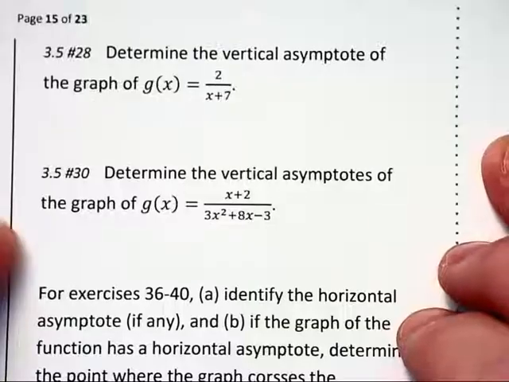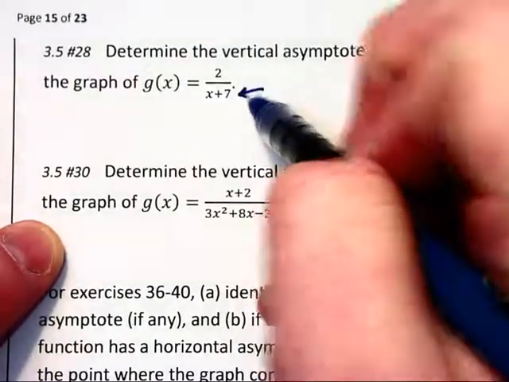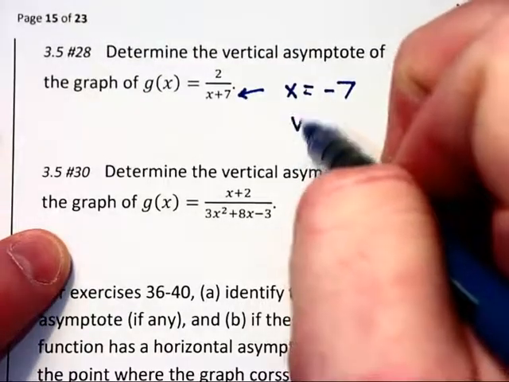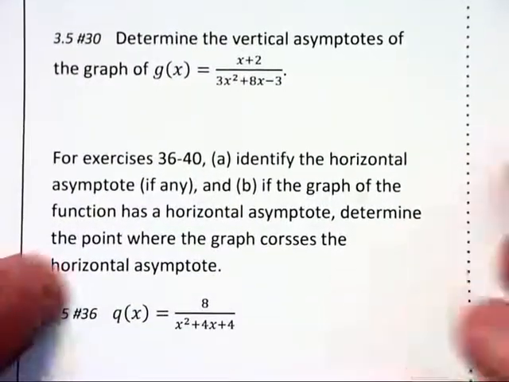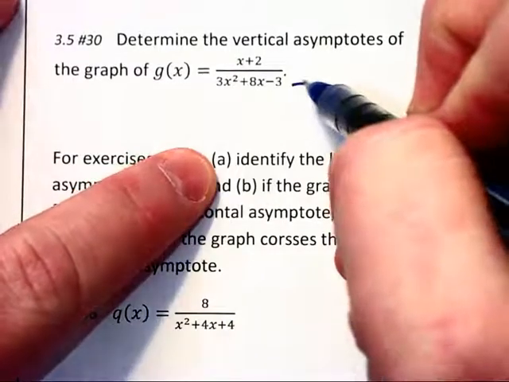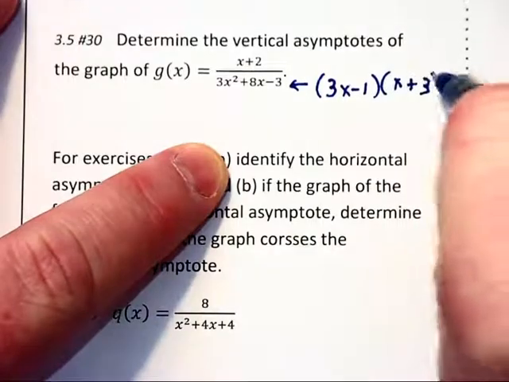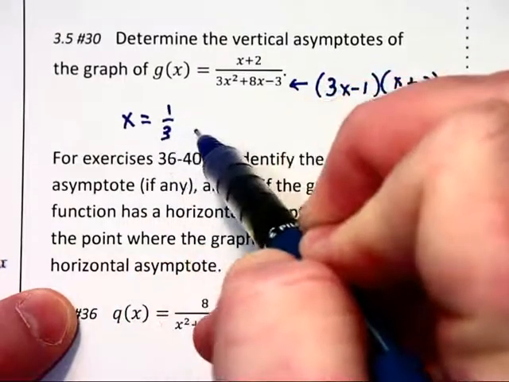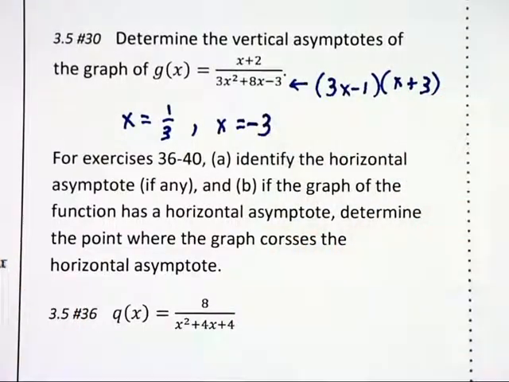To determine the vertical asymptote of a function, we ask where the denominator is equal to 0. At x equals negative 7, we're going to have a vertical asymptote. In this second function, we can factor the denominator. It factors into 3x minus 1 times x plus 3. And so that tells us we're going to have vertical asymptotes at x equals 1/3 and at x equals negative 3. That's how we analyze the vertical asymptotes.